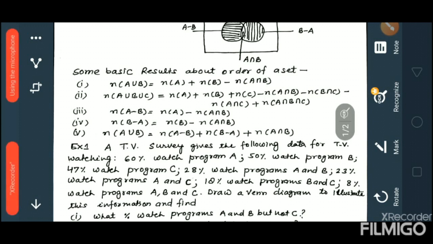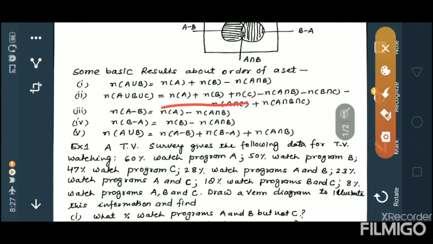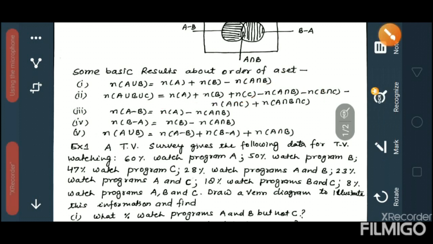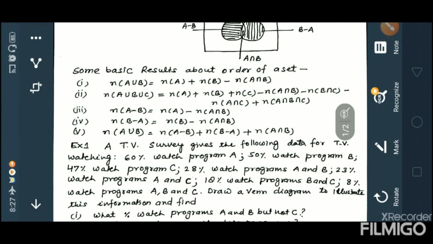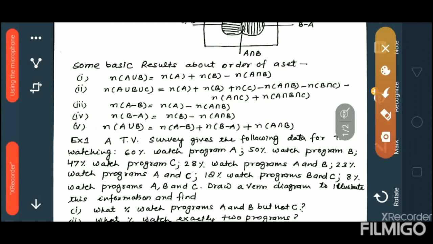The number of elements in A union B union C is equal to n(A), number of elements in A, plus n(B), number of elements in B, plus n(C), number of elements in C, minus n(A intersection B), minus n(B intersection C), minus n(A intersection C), plus n(A intersection B intersection C). Now students, n(A minus B) is equal to the number of elements in A minus the number of elements in B.